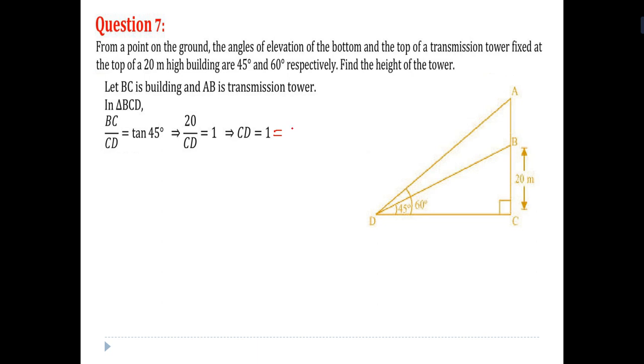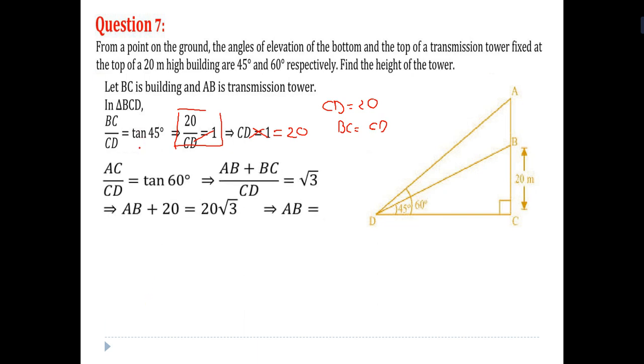We have to find CD. So by cross multiplication, 20 is equal to CD multiplied by 1, so CD is equal to 20. We can say BC and CD are the same. BC is equal to CD.